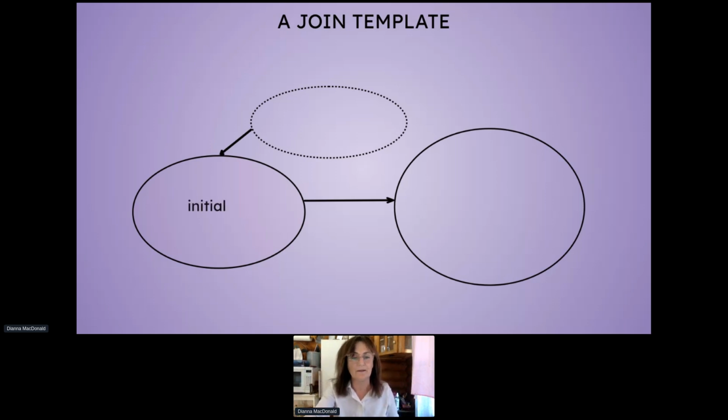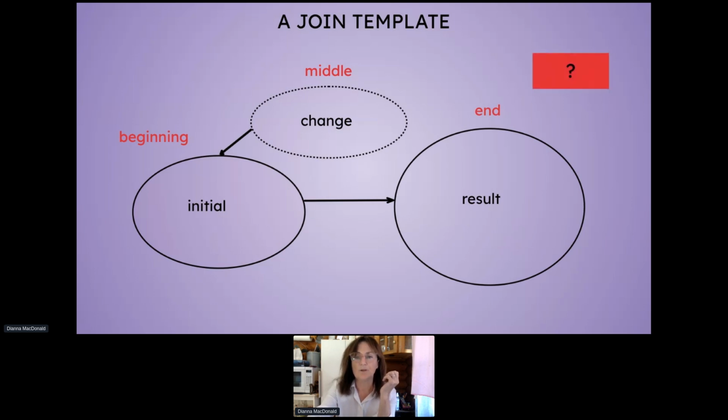So here is the initial. This is the start of our story, our math problem. And here is the change. And I actually tweaked this a little bit. This is from Van de Walle, but I made the change dotted because I feel like that really helps the students see, oh, this is something that's changing in the story. And there's our result, and that, of course, is our end. And here's our question mark. And that's a really important piece, and I'll go through that.